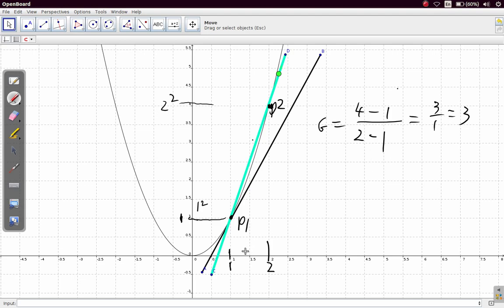Now, let us move point 2 closer to 1.5. So let point 2 be at 1.5 and the graph to be about here, right? Let's erase some of what I had.